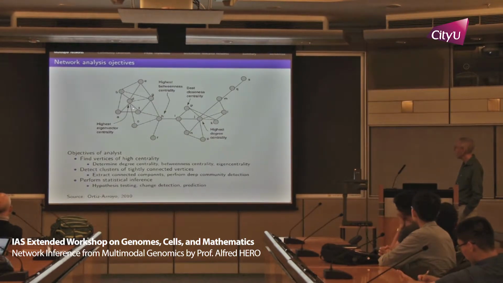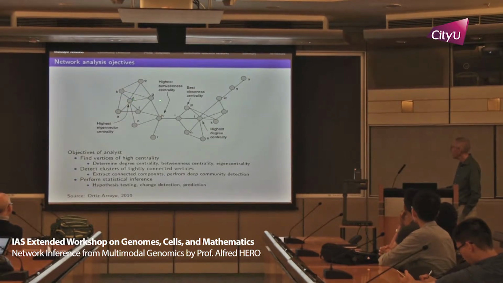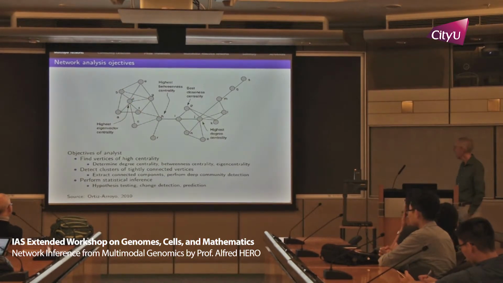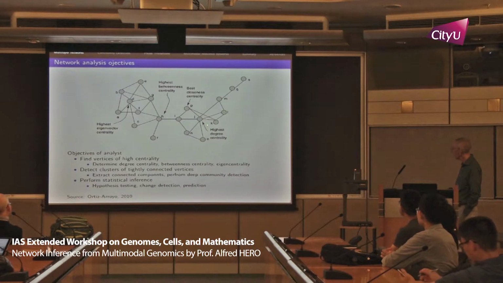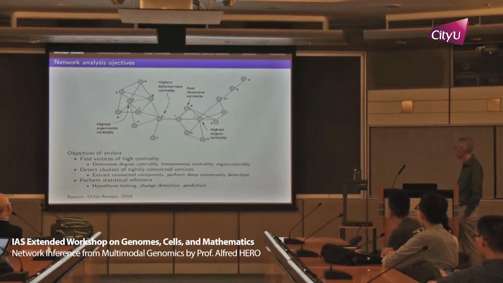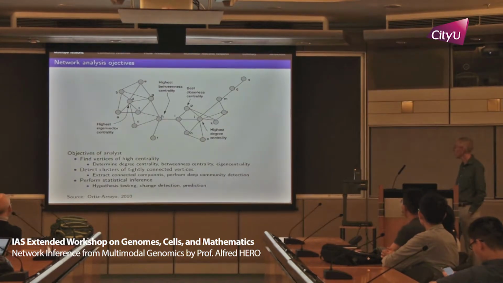Eigenvector centrality is being connected to highly connected neighbors. And degree centrality is having a high number of neighbors. So finding vertices of high centrality is important. Detecting clusters of vertices like this one here is important. That's the community detection problem.